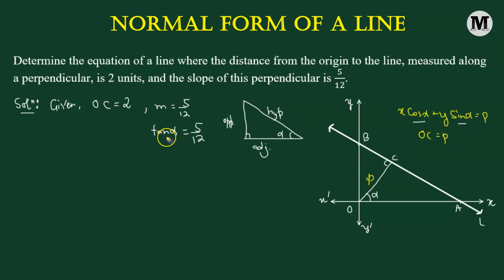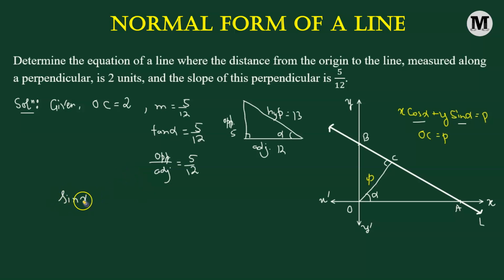Now the tangent of angle alpha is simply the ratio of the opposite to the adjacent side, that's given by 5:12. In other words, the opposite is 5, the adjacent is 12, and the hypotenuse automatically becomes 13 by the Pythagoras theorem. So we have a triangle with sides 5, 12 and 13. Now we can find sine alpha and cosine alpha.